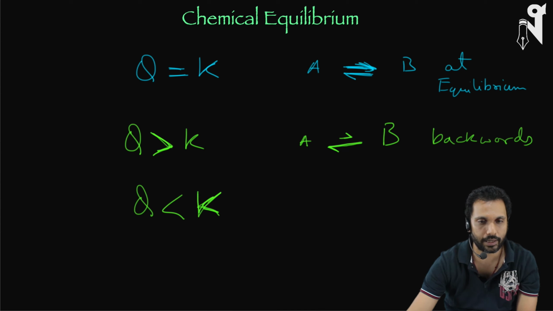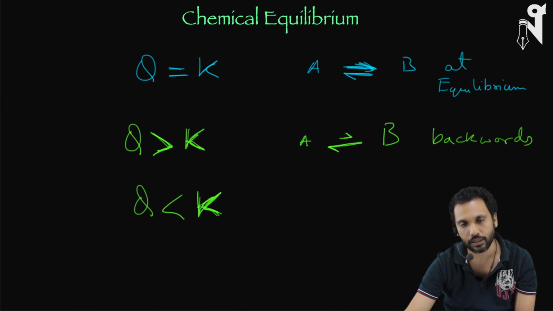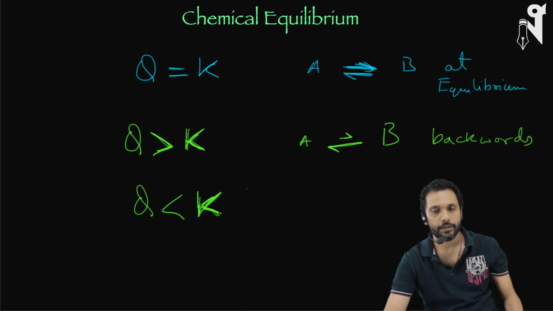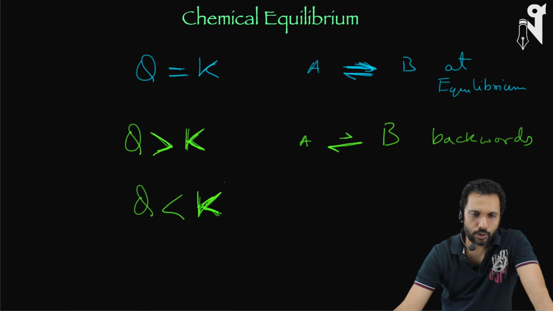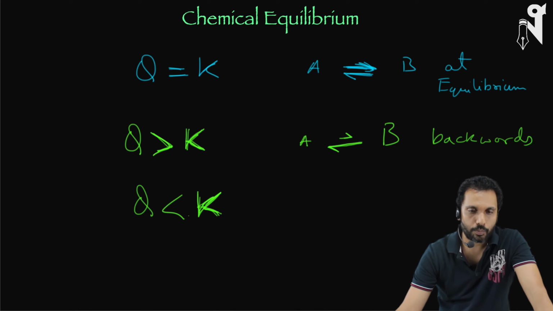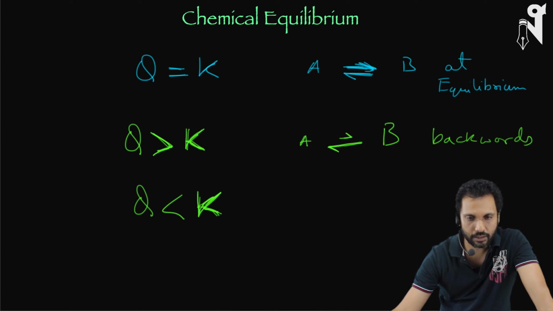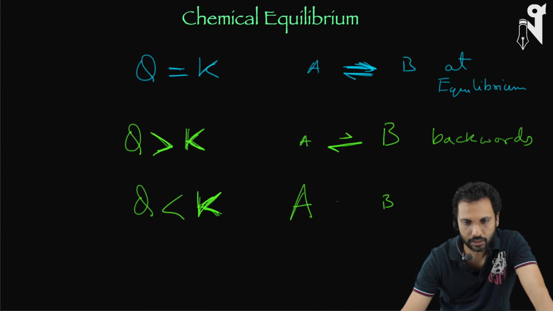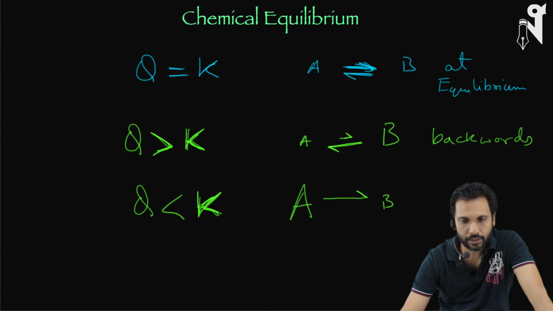And similarly, if Q is less than K, capital K, mind you, the equilibrium constant is capital K, and small k we were writing for the reaction rate constants for the forward and backward reactions separately. So now if Q is less than K, that means your products are less and your reactants are more, and hence your forward reaction would be at a higher rate than the backward reaction. So as a whole, the reaction is going forward.